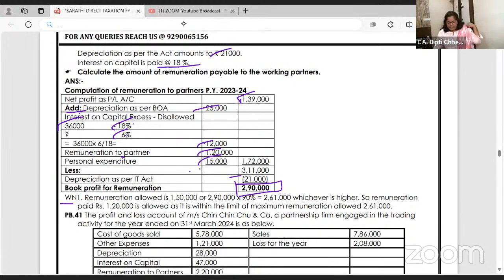I want to repeat, mindset. What is the book profit, dear students? Do all the routine add and less, add back remuneration to partners, add back excess interest on capital to partners. Now what you get is called book profit. On this, up to the first 3 lakh of book profit, 90%. Balance above 3 lakh, 60%. This is the maximum remuneration you can pay to partners.